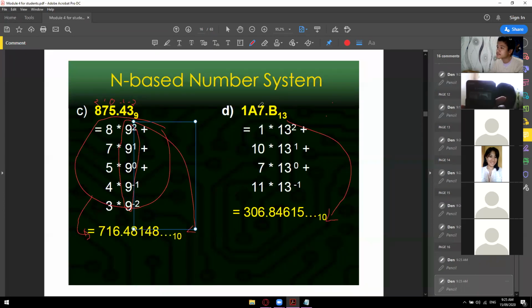Okay? So dito, same process din tayo. So 1, and then A is 10, 7 is still 7, and then B is 11. So multiply nyo lang lahat to 13, since yun yung base natin. And then this one is negative 1, 0, 1, 2. This one is 0 again. So 1 is raised to 2, 10 is raised to 1, and then 7 is raised to 0, and then B is raised to negative 1. And then just add everything, and then you will get this one. Okay?